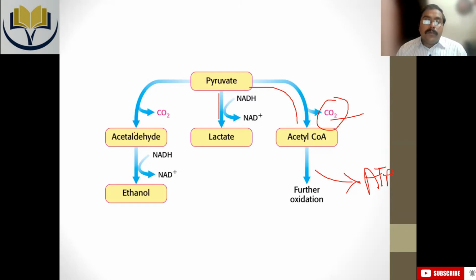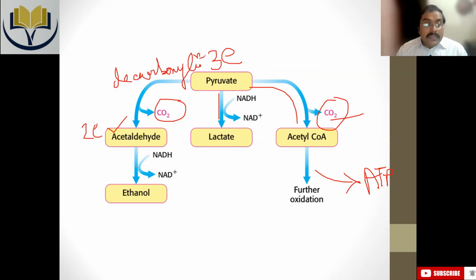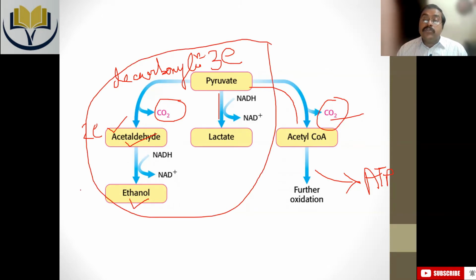In pyruvate to ethanol production, this is also a two-step process. Pyruvate to acetaldehyde. Here, acetaldehyde is a 2 carbon compound, and pyruvate is a 3 carbon compound. So one carbon dioxide is being released. So the first step is the decarboxylation step. In the second step, acetaldehyde is being converted to ethanol.